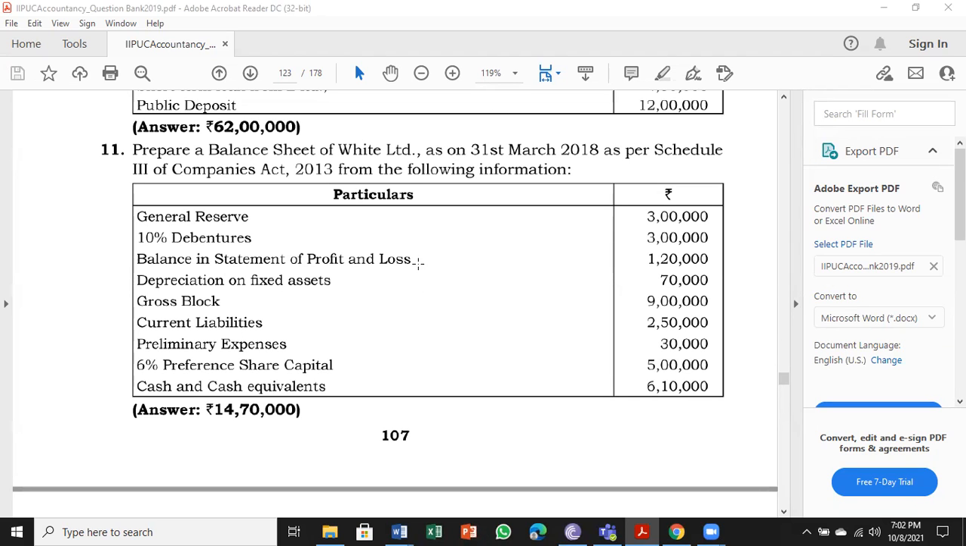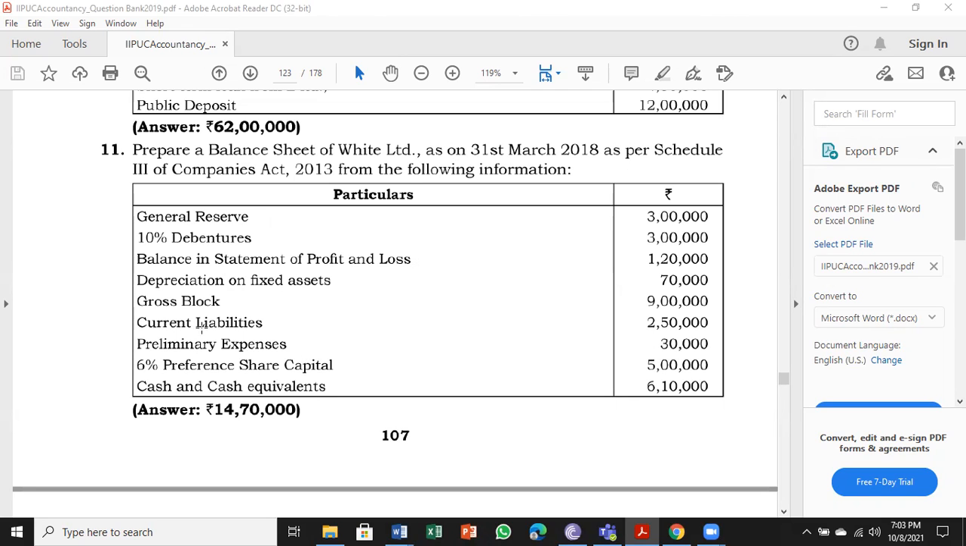When you prepare the statement of profit or loss, you know what you get after tax. So this is the balance of statement of profit and loss. This becomes a surplus. So under the heading reserves and surplus, this surplus will come. We'll take it there. Next, depreciation on fixed assets.